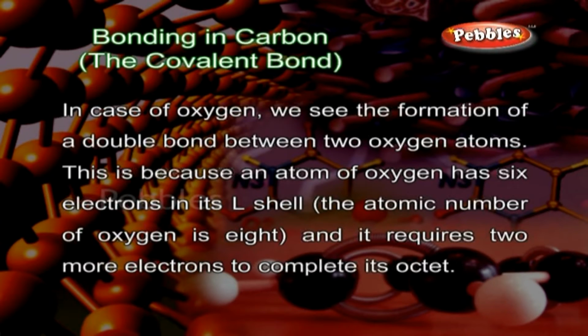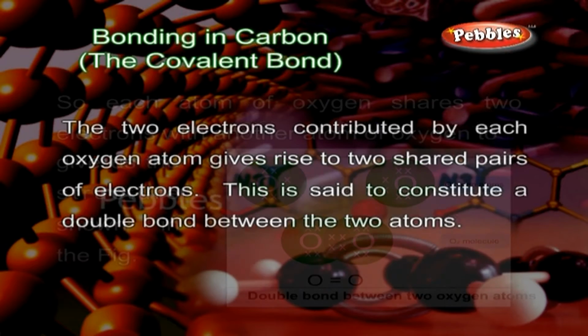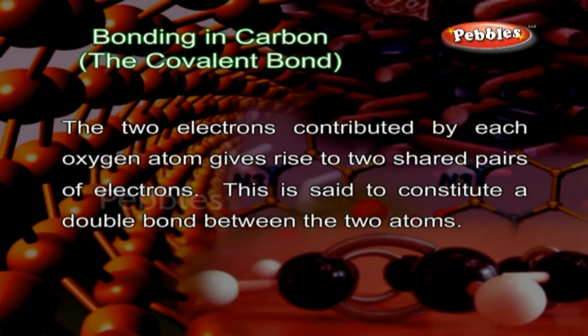In the case of oxygen, we see the formation of a double bond between two oxygen atoms. This is because an atom of oxygen has 6 electrons in its L shell, and it requires 2 more electrons to complete its octet. So each atom of oxygen shares 2 electrons with another atom of oxygen to give us the structure shown in the figure. The 2 electrons contributed by each oxygen atom give rise to 2 shared pairs of electrons. This is said to constitute a double bond between the 2 atoms.